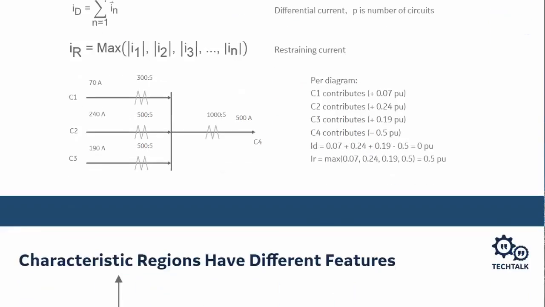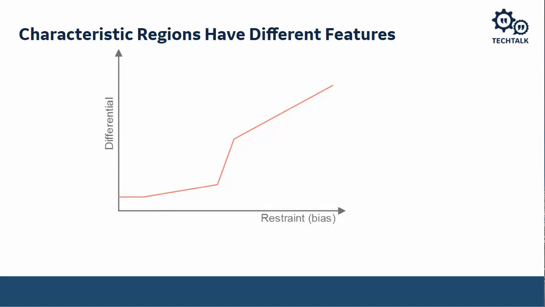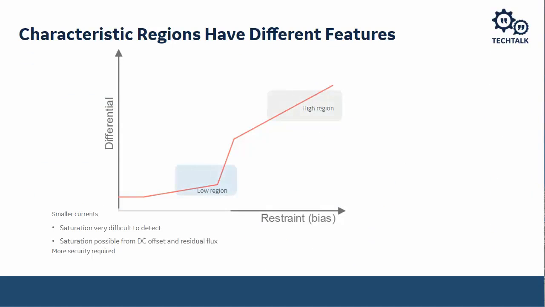is with the dual slope characteristic. We have 2 different areas on this curve. We have the low region, which is for smaller currents, where saturation is harder to detect. It is possible, because you can have DC offset and some residual flux, so we need to implement some additional securities. In the high region, we're looking for larger currents. Saturation is highly possible, but it's easier to detect. So we're only going to need extra security if we detect that there is saturation.